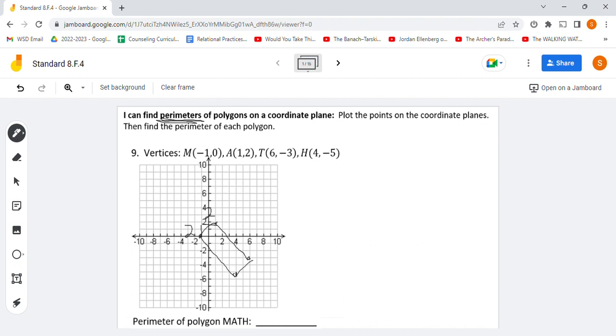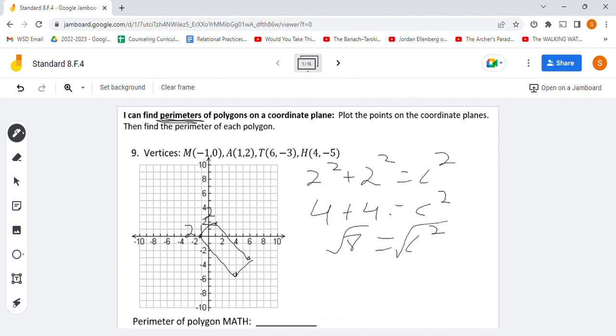So that will give us 2 squared plus 2 squared equals c squared for our Pythagorean theorem. 4 plus 4 equals 8, so we end up with 8 equals c squared. Finish this out by taking the square root of both of those sides, and we end up with c equals 2.8. So this edge has a measure of 2.8.